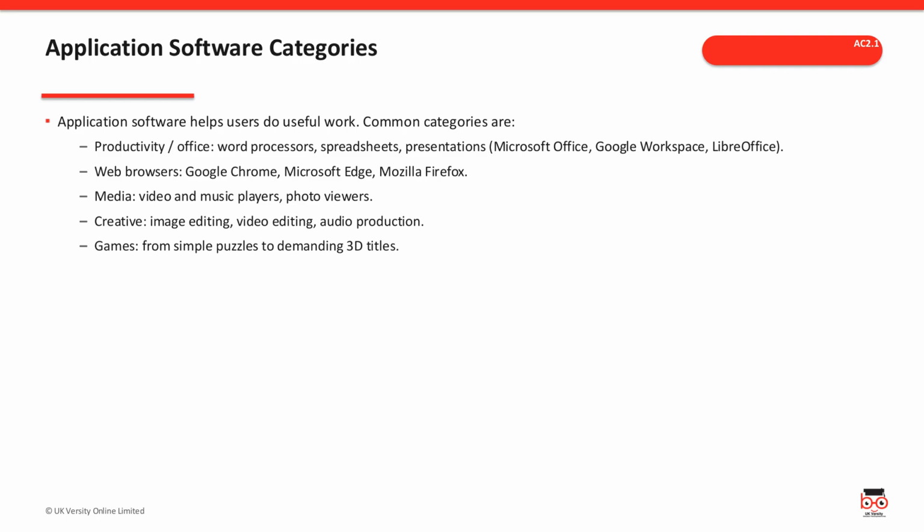Application software is the stuff you actually open to get things done, and it comes in several categories. There's productivity or office software like word processors, spreadsheets, and presentation tools, web browsers such as Chrome, Edge, and Firefox, and media players for your music and video. Then there's creative software for editing images, video and audio, and of course games, from a quick phone puzzle to a demanding 3D title. Chances are you've used something from most of those categories just this week.